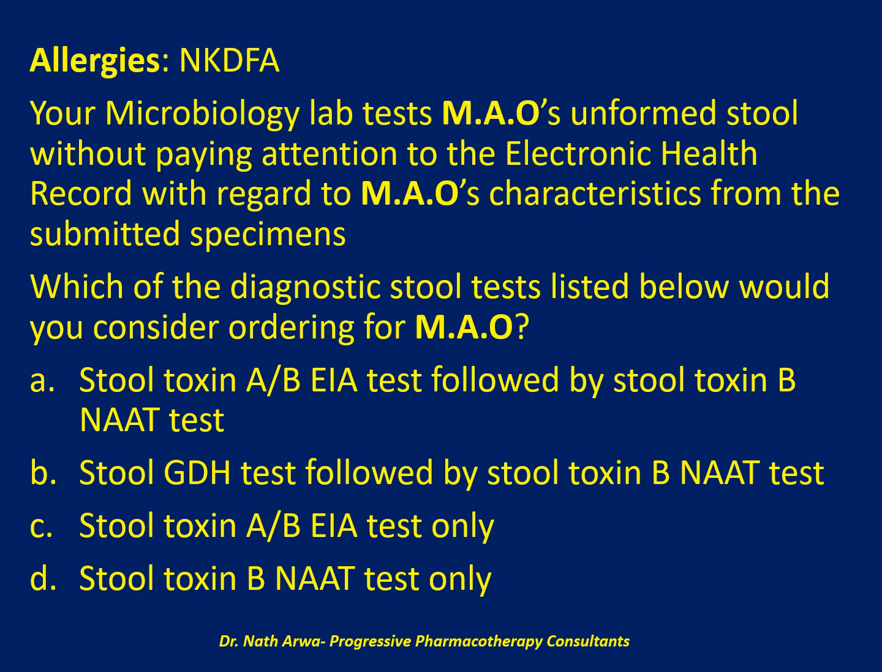So my question to you is, which of the diagnostic stool tests listed below would you consider ordering for MAO? Would it be stool toxin A or B EIA test followed by stool toxin B nucleic acid amplification tests, or would it be stool GDH test followed by stool toxin B NAAT test, or would it be stool toxin A or B EIA test only, or would it be stool toxin B NAAT test only? I'll give you 10 seconds to choose the correct test.